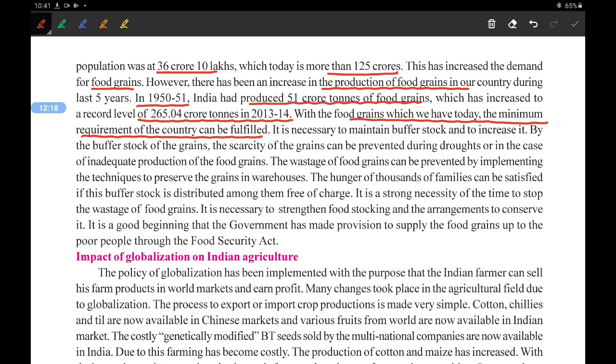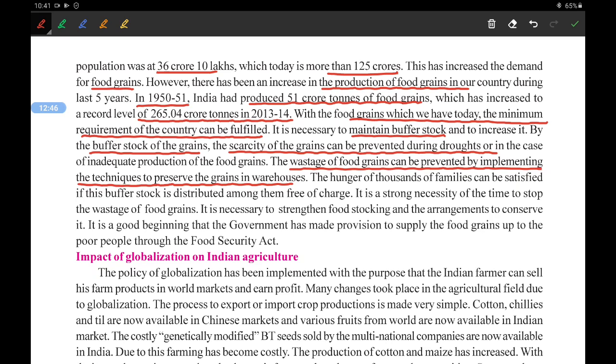It is necessary to maintain buffer stocks. Buffer stock is very, very important. By buffer stock of grains, scarcity of grains can be prevented during conditions like drought or floods or other things. Buffer stock is used to feed the people. In the case of inadequate production of food grains, the wastage of food grains can be prevented by implementing techniques to protect the grains in the warehouse.